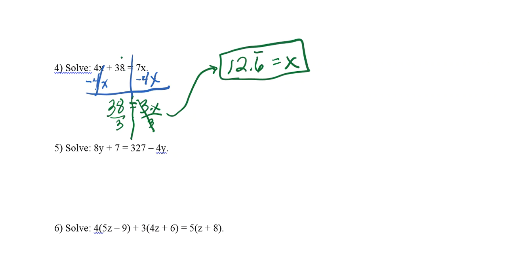And again, I can check that if I want. I would go 4 times my answer plus 38. Does that equal 7 times my answer?